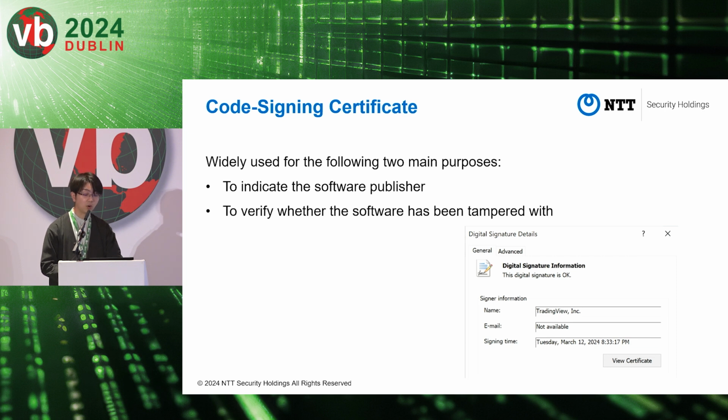Our research is focusing on code signing certificates. Code signing is widely used in the software industry. The purpose of this is to show the software's publisher and to confirm that it has been issued by a legitimate organization. Additionally, it serves to verify that the software has not been tampered with since the time it was signed. As shown in this figure, by viewing a file's properties on Windows, you can access information such as the publisher of the signature and the timestamp when it was signed.